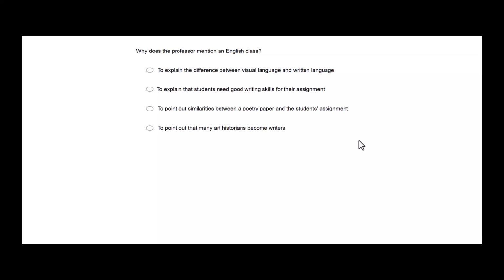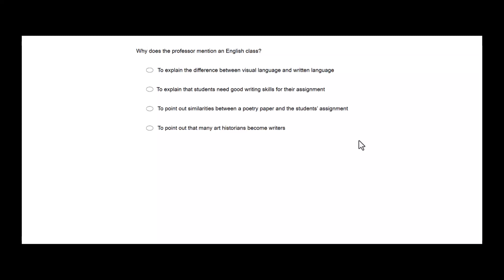The third option, to point out similarities between a poetry paper and the student's assignment. Yeah, this is the point, and this was just what we mentioned. He wanted to draw a parallel between writing a paper for poetry in English class and the assignment the students are going to do in the professor's class.